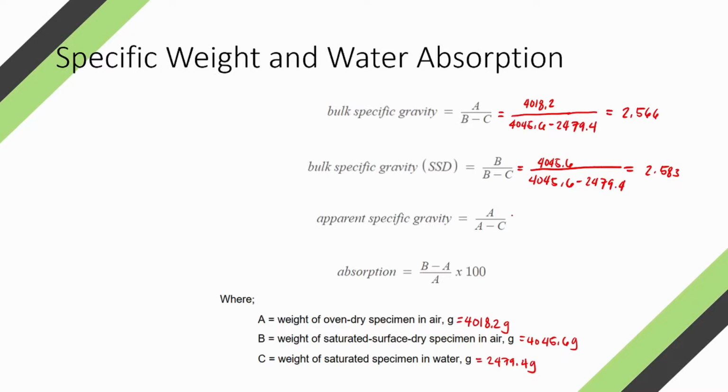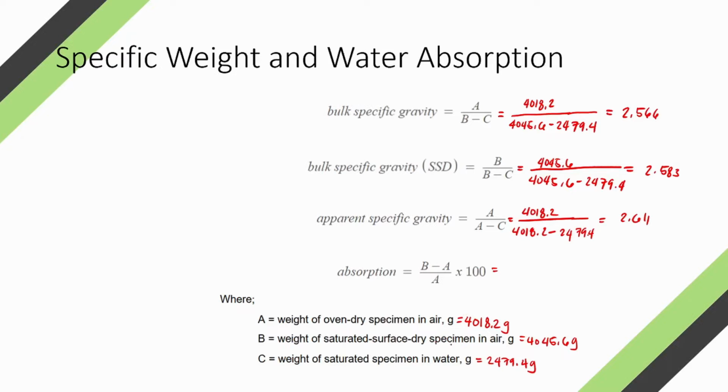And the next one is ito, apparent specific gravity. So this one is A, 4018.2 all over A, 4018.2 minus C, which is 2479.4. And this one will be equal to 2.611.